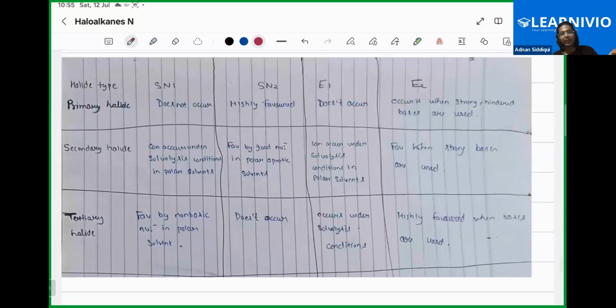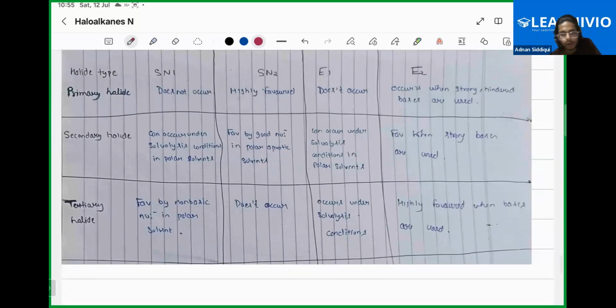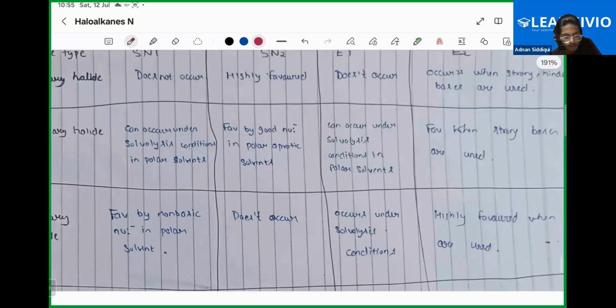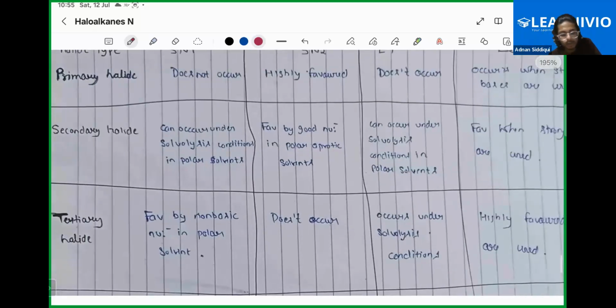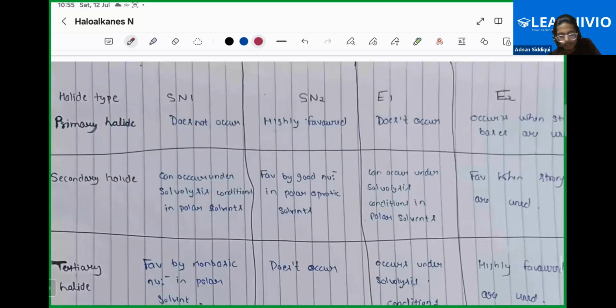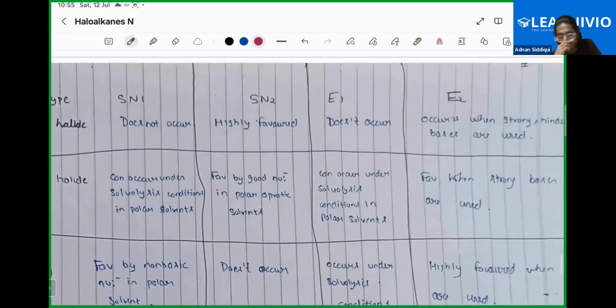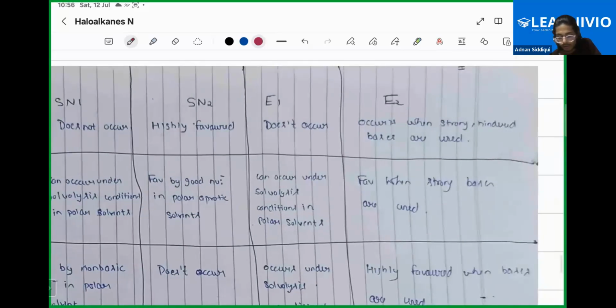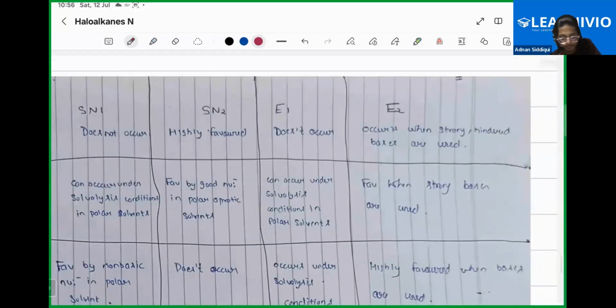If you are very bulky, you won't be able to reach the site. You automatically have to take the hydrogen and produce an alkene. If you have secondary, all of them have slightly similar chances, but it will depend on the condition. SN1 can occur under solvolysis condition in polar solvent. SN2 is favored by a good nucleophile in polar aprotic solvent. E1 can occur under solvolysis in polar solvent, and E2 is favored when strong bases are used.